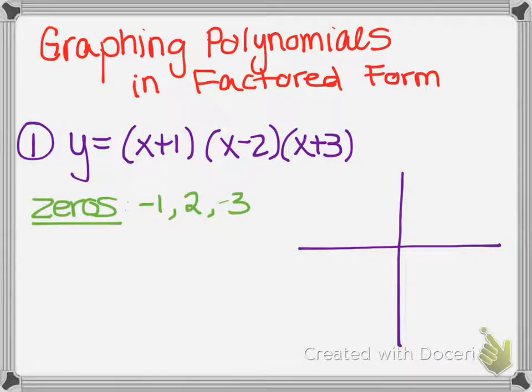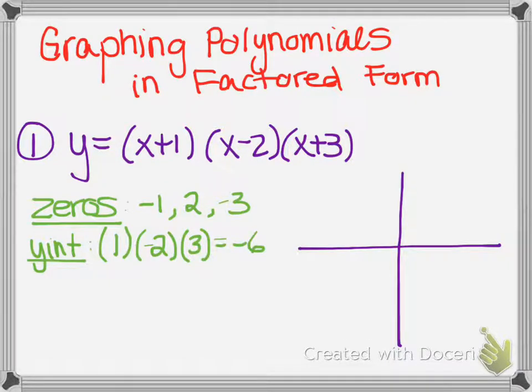The next thing I want you to do is be able to tell me the y-intercept. So we know that whenever there's a point on the y-axis, x is always 0. So if I were to plug in 0 for all of these x's, then I'm going to have 1 times -2 times 3, which gives me -6. So that means my y-intercept is (0, -6).